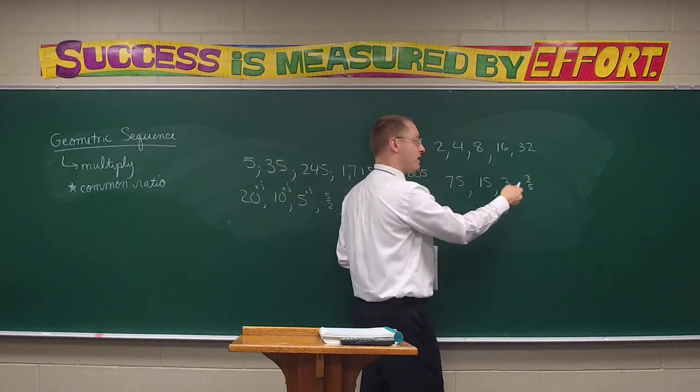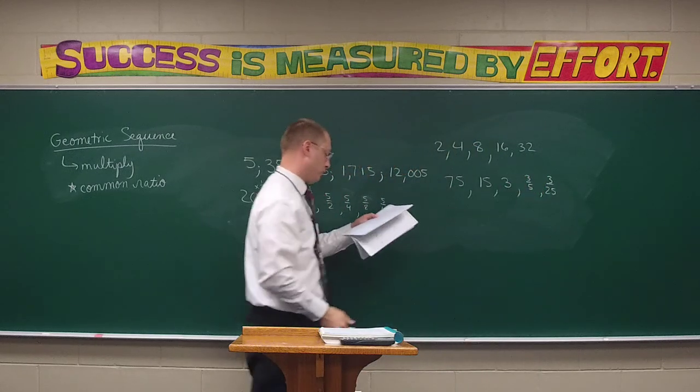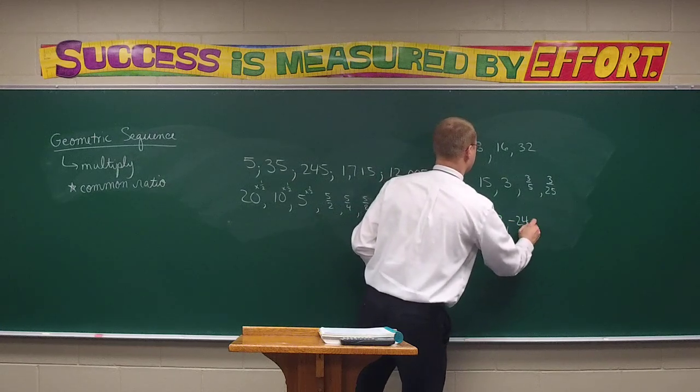3/5. 3 times a 5th. And then you can multiply that by a 5th. 3 25ths, and so on and so forth. What about this? 3, -6, 12, -24.